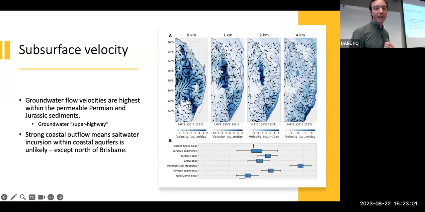We also see pretty strong coastal outflow here off the continental shelf, particularly in the Sydney Basin. The incursion of seawater into groundwater aquifers in these regions is pretty limited because the outflux is so high. Whereas where the continental shelf is a bit shallower in northern Queensland, we see maybe a slightly higher propensity for saltwater to intrude into these coastal aquifers.